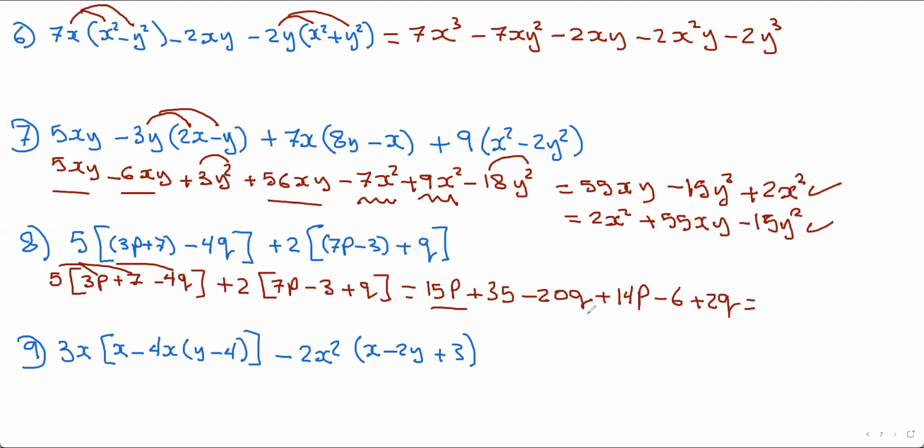Like terms, this and this cannot use the same line. So here we're going to have a wiggly line on this and this because they're constants. And here we're going to have the hat on this. So 15p plus 14p is 29p. And 35 minus 6 is plus 29. And -20q plus 2q is -18q.